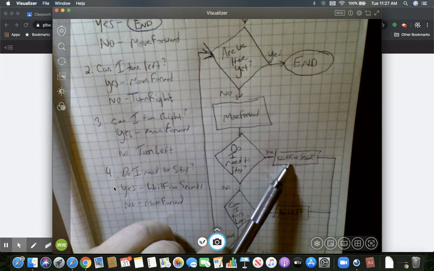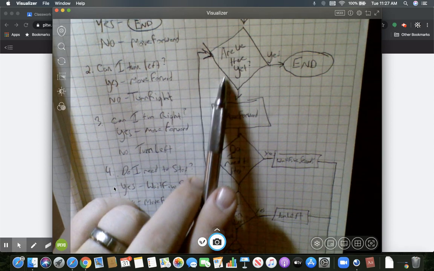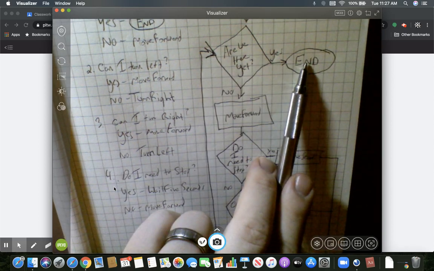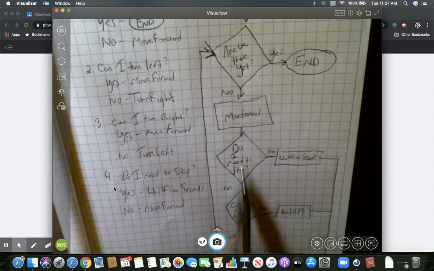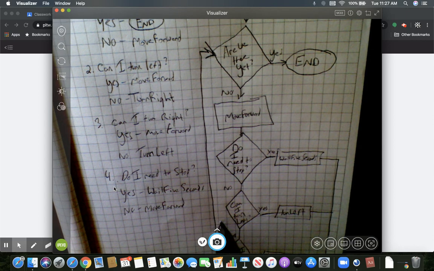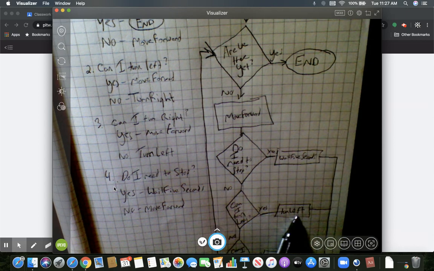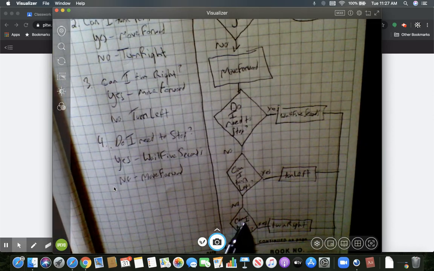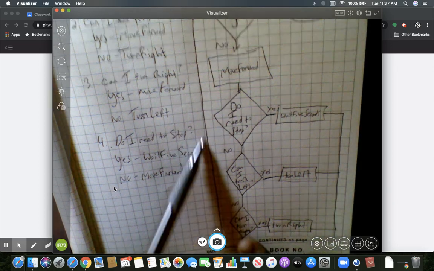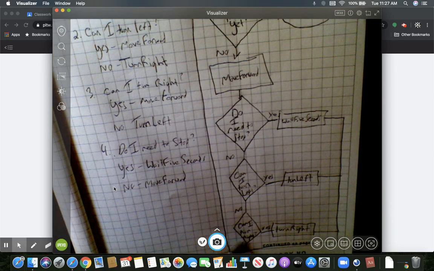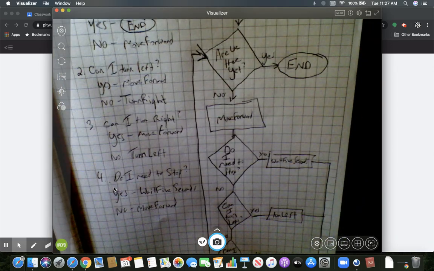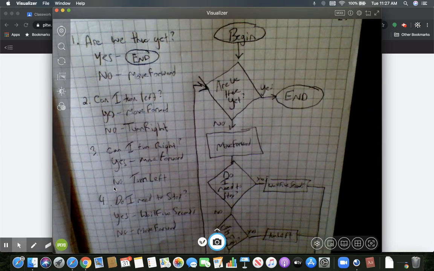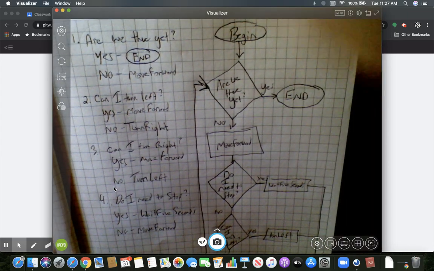Right? It may stop because it's in the parking lot. So here it has to ask, are we there yet? If it is, then we end. If not, you move forward and you ask the next question. Can I turn left? Well, if yes, you can turn left. What do we do after we turn left? We move back to move forward. Can I turn right? Well, yes, you can turn right. What do I do? I move forward. So these are all the opposites. So this is how you would create your flow chart for the bus. Are we there yet or are we not?